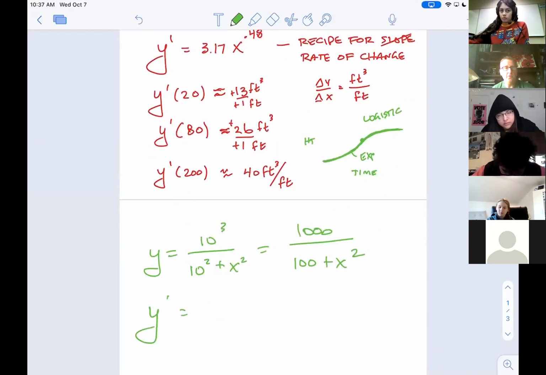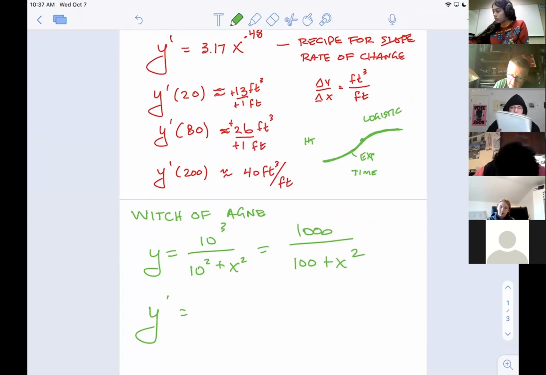There's a cool equation that exists in the world that happens to be interesting: the Witch of Agnesi. Again, this is not simple. A fairly simple looking equation, but it's not that simple to take its derivative, but I did teach you how.